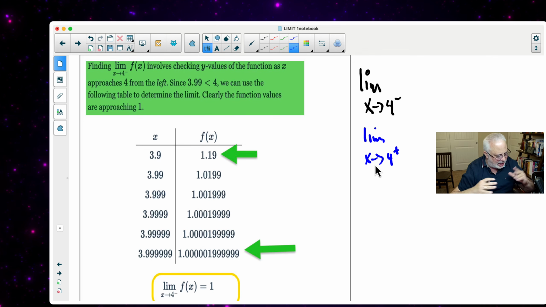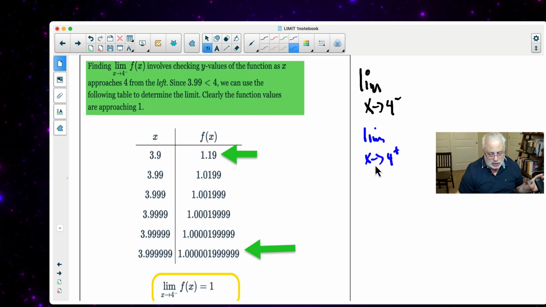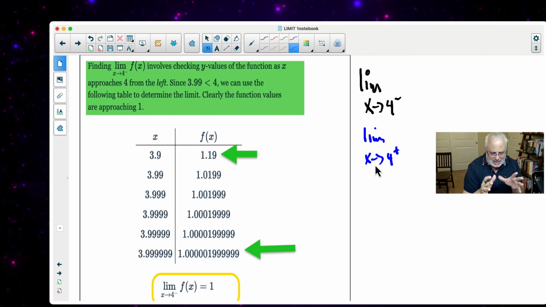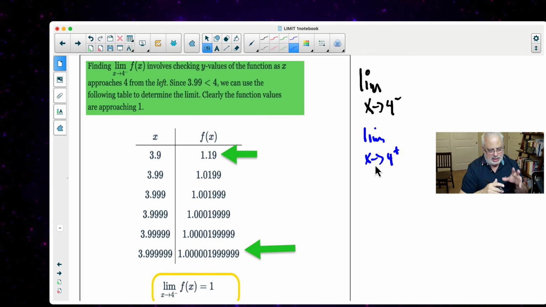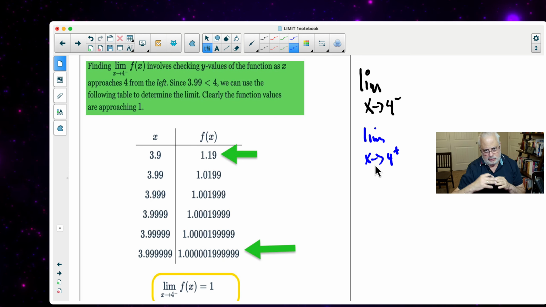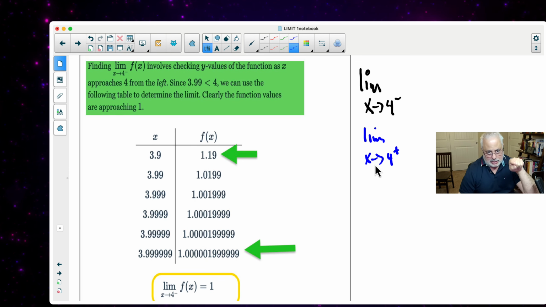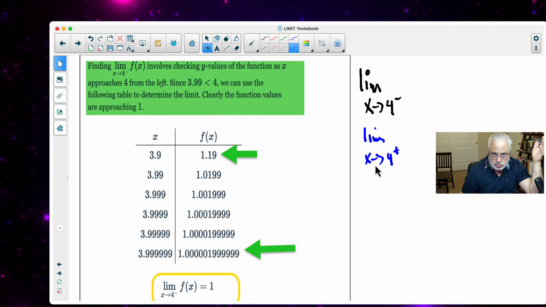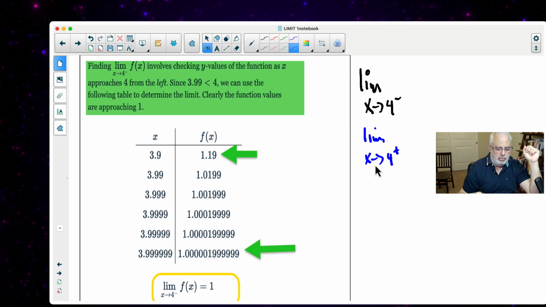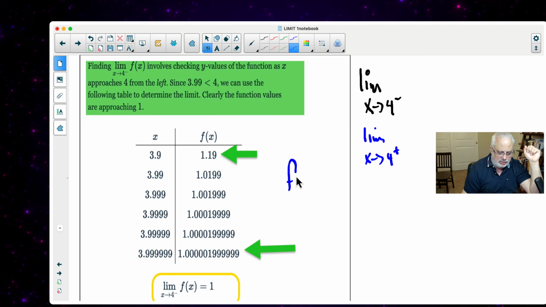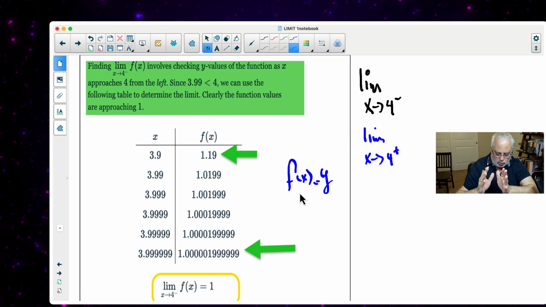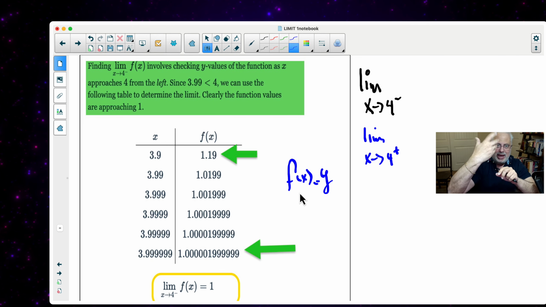Okay? I'm assuming that you don't know calculus, and that you do not remember calculus. So you have this notation: limit as x approaches 4 from the left and x approaches 4 from the right. But look, go back to the questions. It involves checking the y values, the f of x values. Remember, another important thing, f of x is equal to y. So x is the domain, f of x is the y, the behavior of the function.